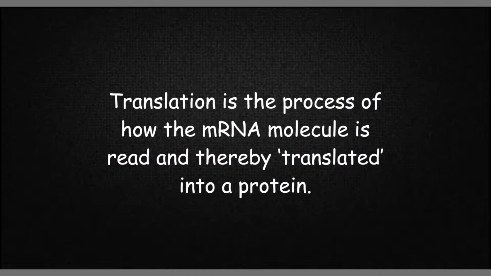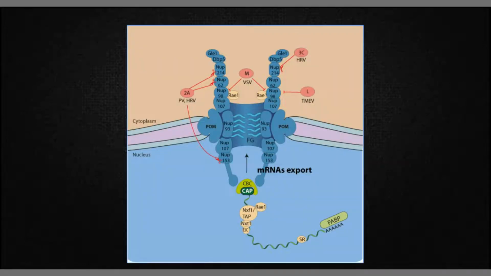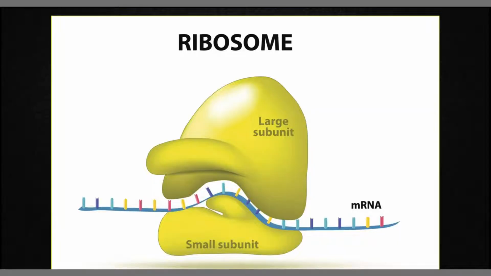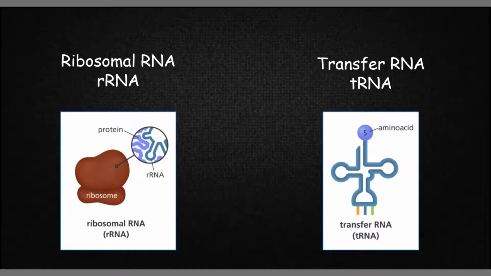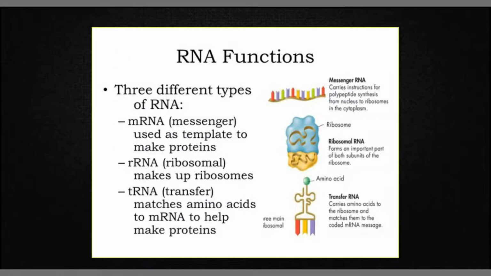Translation. Translation is the process of how the mRNA molecule is read and thereby translated into a protein. After transcription, the newly formed mRNA will leave the nucleus through a nuclear pore and enter the cytoplasm. There, a ribosome will become attached to the mRNA. Now, 2 new RNA molecules will come into place. They are the ribosomal RNA and the transfer RNA. The ribosomal RNA makes up ribosomes, while the transfer RNA matches amino acids to mRNA to help make proteins. Remember, the transfer RNA is the most crucial part of translation.